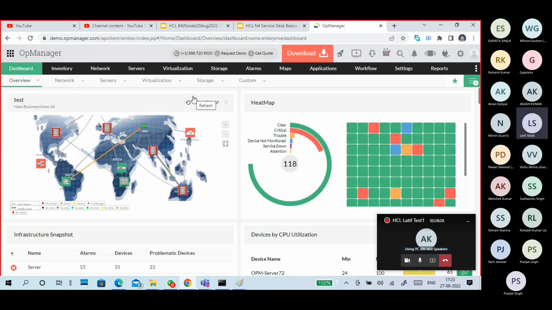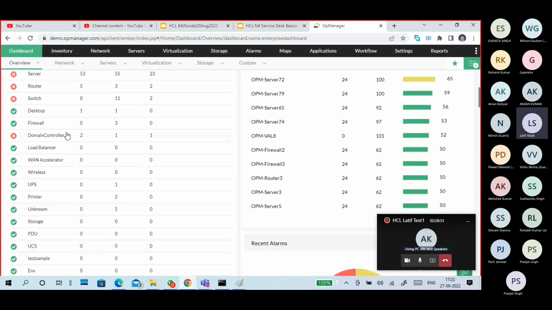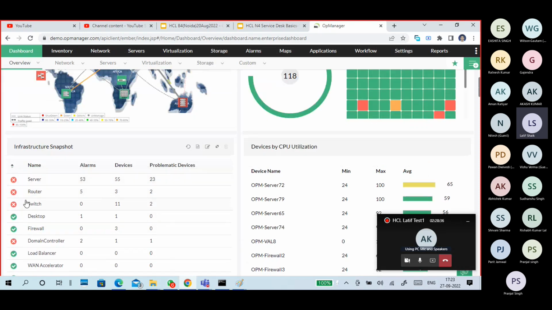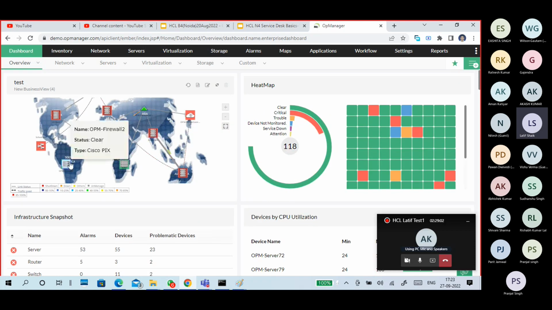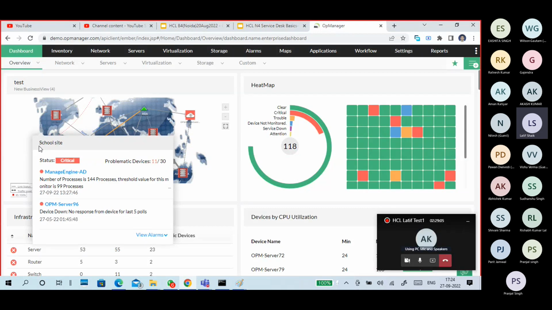If you want to see how many devices, different types of devices, different connections, and what their status is: 55 servers are there, and 23 out of 55 are problematic devices. From those 23, I got 53 alarms. So it is a kind of notification, alarms, logs, good, bad, everything, so we are able to understand how your infrastructure is going on.